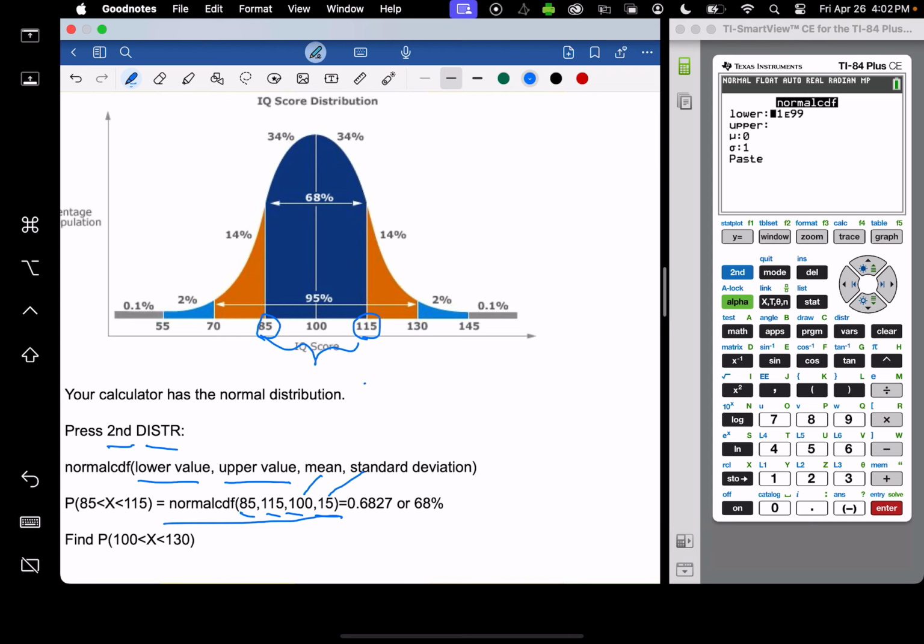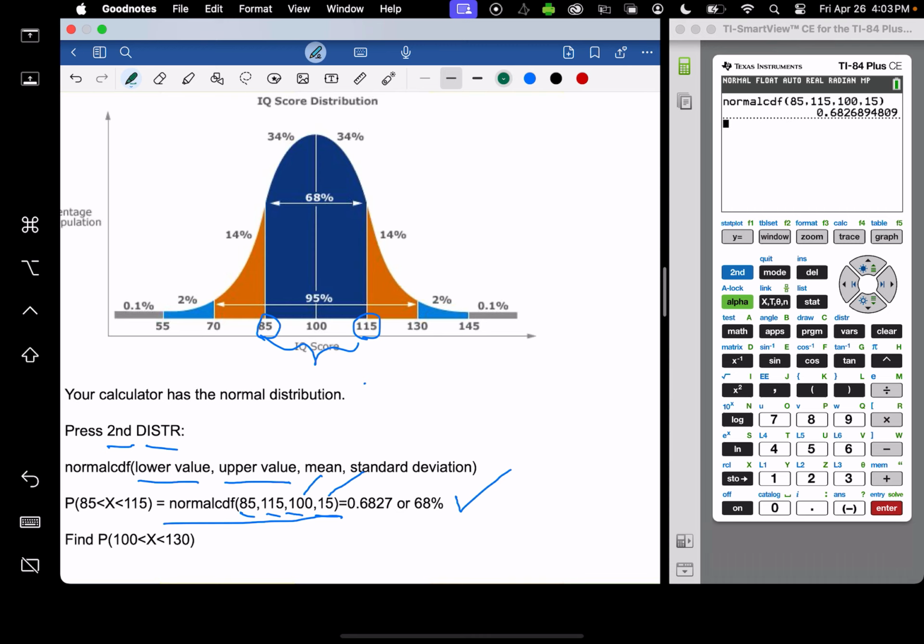So I'm going to clear out what it says there. Negative 1E99, we'll be doing that soon. But I'm going to say 85, enter, 115, enter. Mu is 100, enter. Sigma is 15, enter. And I'm expecting it to say 68% when I hit paste. And then I have to hit enter one more time, and it says 0.6827 if I round to 4 decimal places, or 68%. So that's the 68% that the empirical rule gives us.